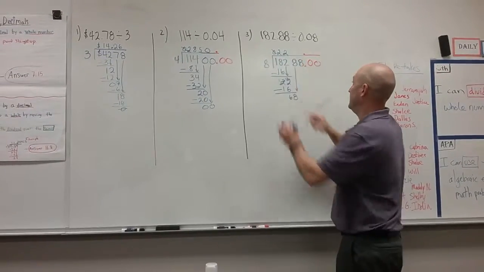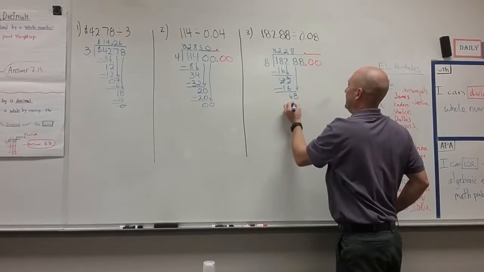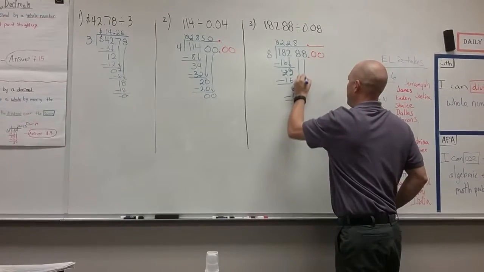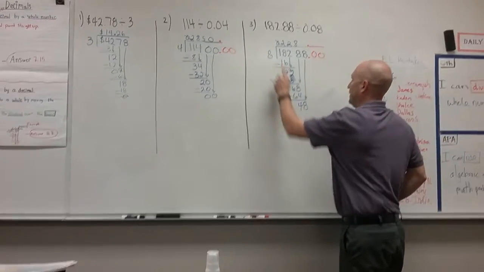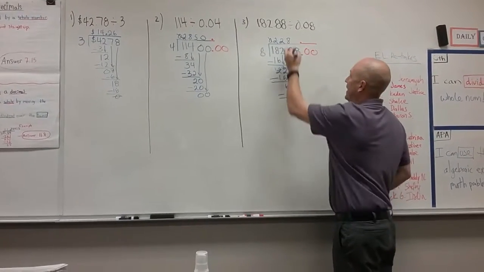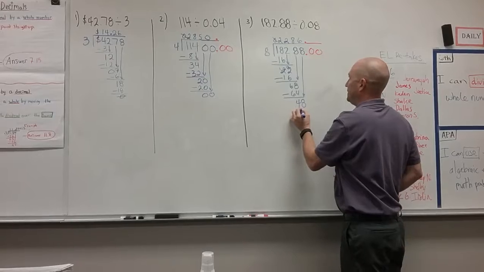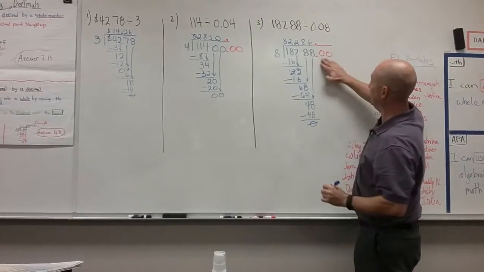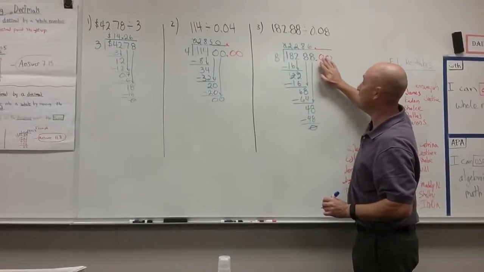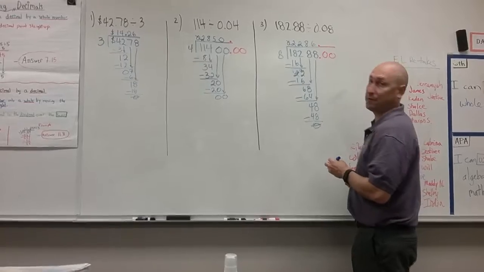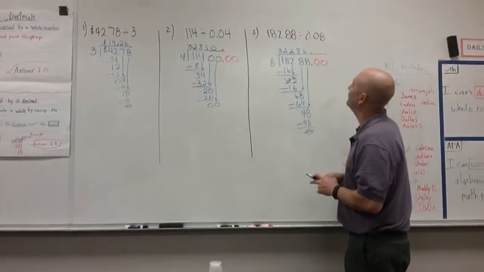8 times 8 is 64. I think that's as close as we can get. 4 left over. Bring down my 8. 8 goes into 48. I think it goes in an even amount of times, 6 times. 8 times 6 is 48. I have nothing left over, so I don't even need to use my decimal point and zeros at the end because 2286.00 is the same as 2286.